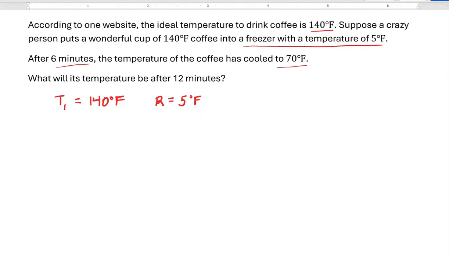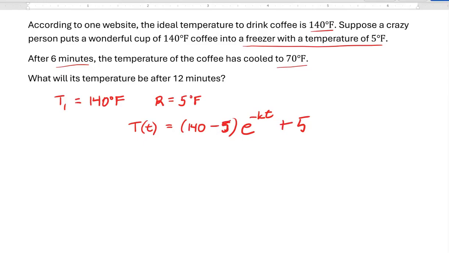So let me look at our function as we progress along. We got the temperature at a given time is T sub 1, which is the 140, minus the room temperature of 5, times e to the negative kT plus the room temperature again, which is 5. That's where we're at so far.